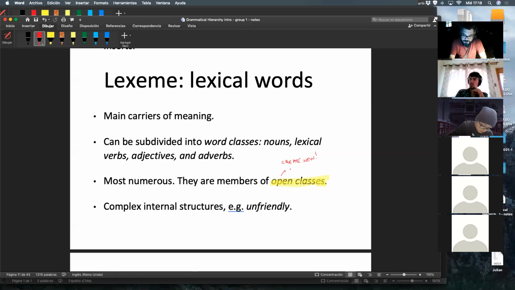Also lexical words, they have complex internal structures. That is to say, you can have affixation, right? Complex internal structures, therefore affixation, which means inflection and derivation. We already know that. Derivation, right? Right.